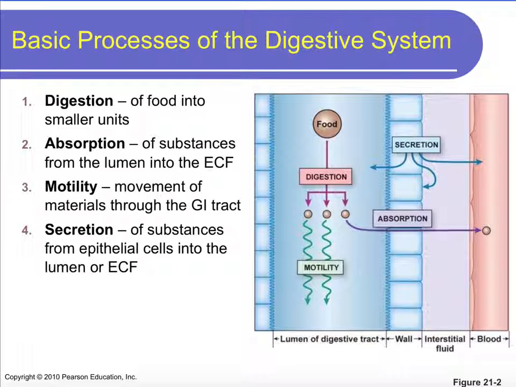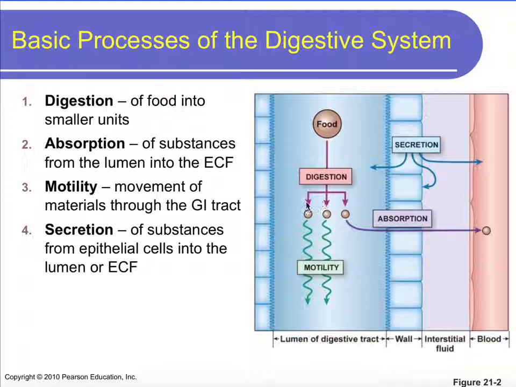So number one, we have digestion. Digestion is when we take the foods that we consume and break them down into smaller units. We need to do that so that we can take the food from the lumen of our GI tract and absorb it through our cells into our blood. So digestion has to happen. Again, we want to absorb the nutrients into our blood, and so absorption is another basic process. This is when the substances from the lumen get absorbed into the extracellular fluid.